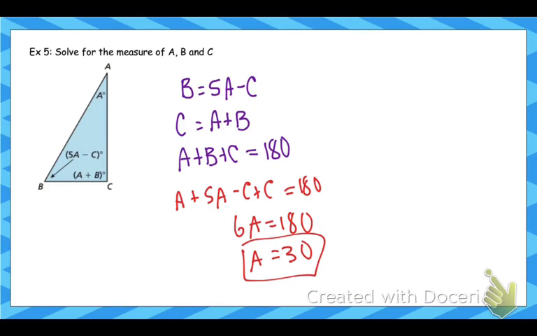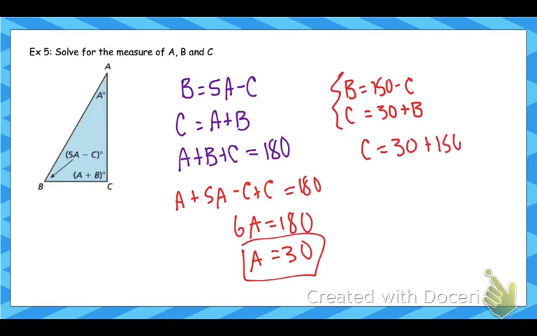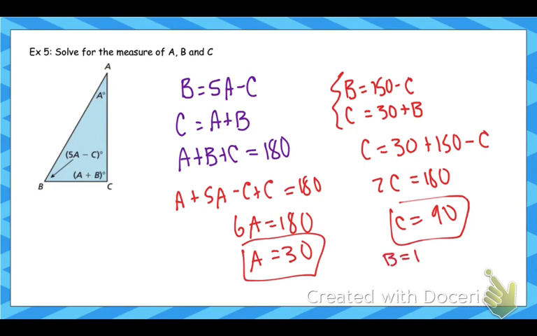So let's go ahead and plug it back into the top. So B is going to equal 150 minus C. C is going to equal 30 plus B. At that point, it's just a 2-variable system. You can solve it with whatever method you want. I'm going to go ahead and use substitution again. So I know what B is, so I'll do C equals 30 plus 150 minus C. So 2C is 180. C is equal to 90. Plug that back in, and I end up with B equals 60.